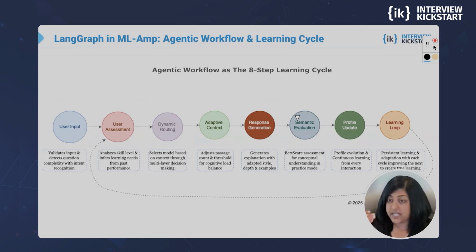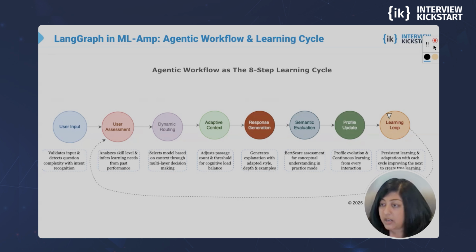Now, once the learner has responded in the practice mode, let's say they've answered a question, then there's an agent that evaluates their answer and figures out how close they were in terms of understanding with the expected response. Okay, and this is primarily used in the practice mode. Now, we have profile updates that go on both in the QA mode as well as in the practice mode.